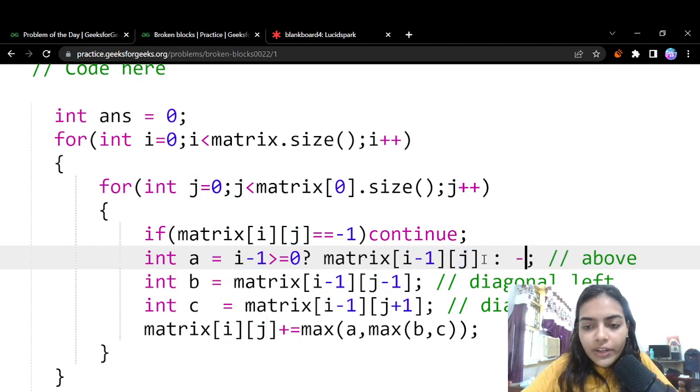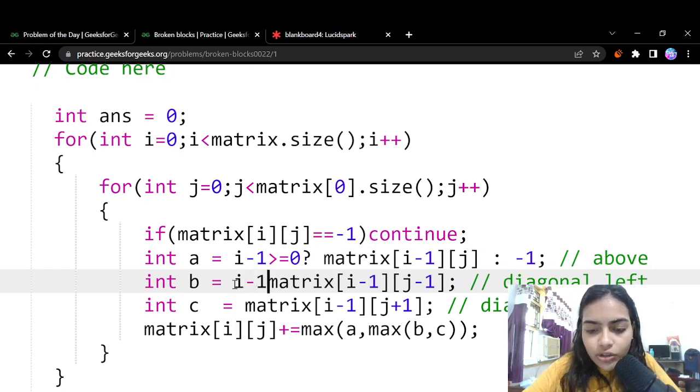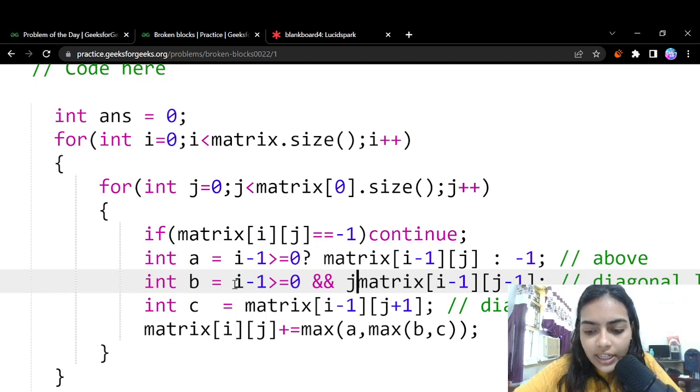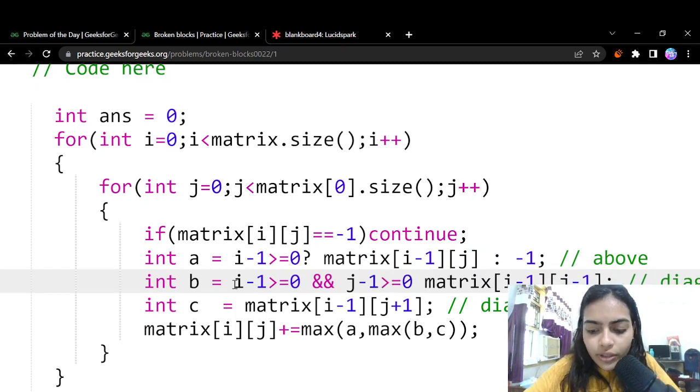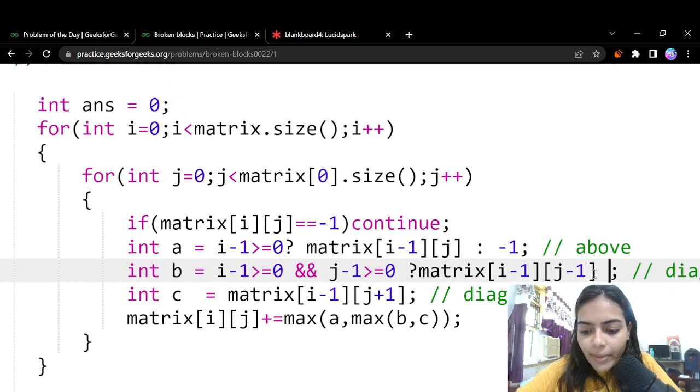So in that case, we can just give some other value. For a, I will give minus 1, as a flag that this cell doesn't exist. Similarly for the next conditions, I will have to check that i minus 1 should be greater than or equal to 0, and j minus 1 should also be greater than or equal to 0. Then this is valid. Otherwise let my b be minus 1. Similarly for this condition.